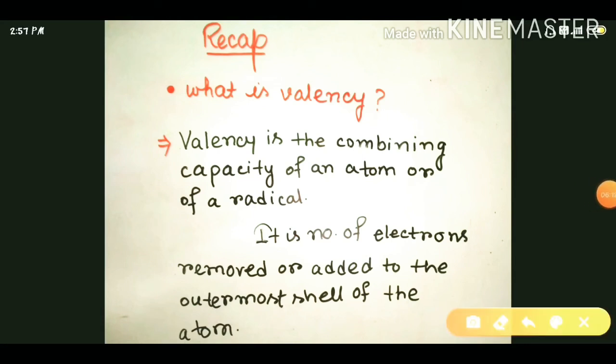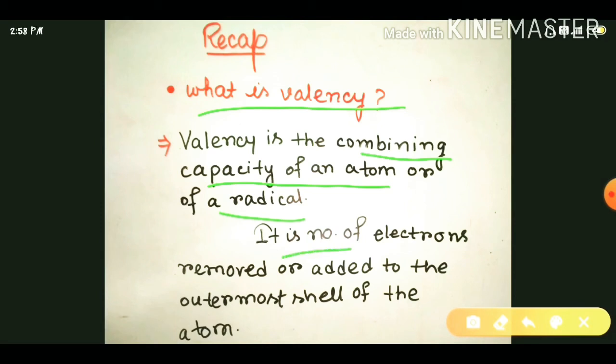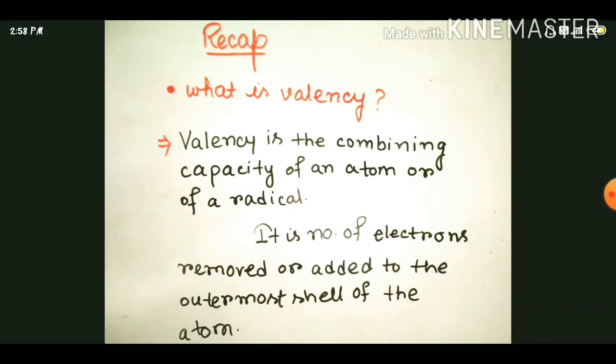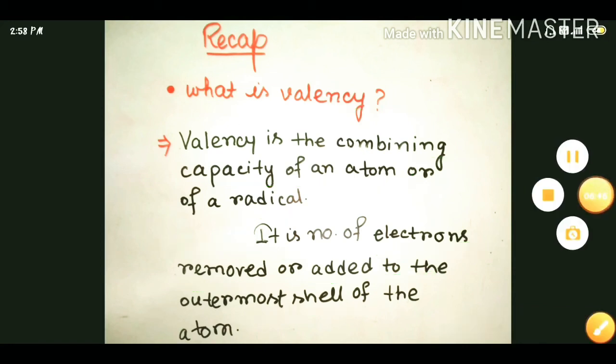What is valency now? Remember? Obviously you all remember what valency is. Valency is the combining capacity of an atom or a radical. Combining capacity. It is the number of electrons removed or added to the outermost shell of the atom, right? This is our modern and developed definition with electrons. Let's see how it works.